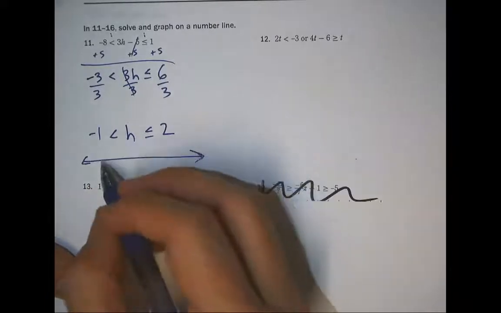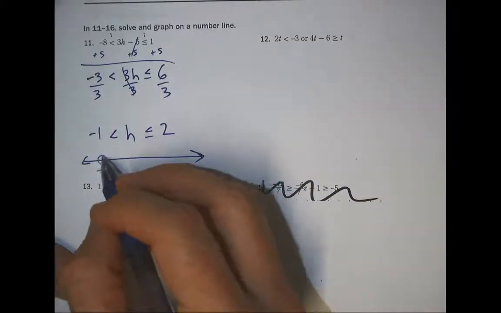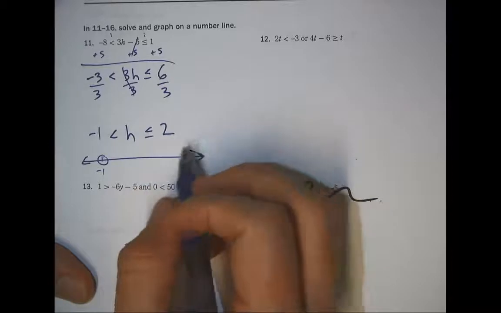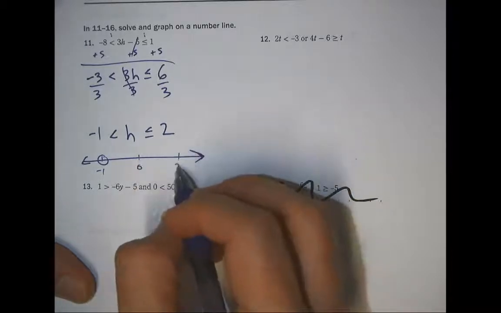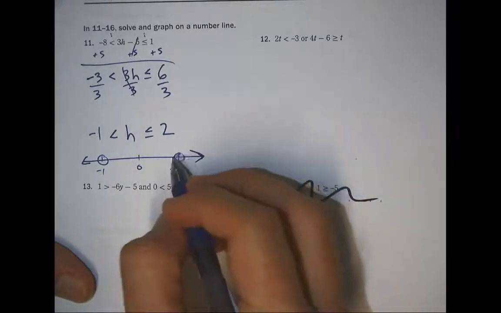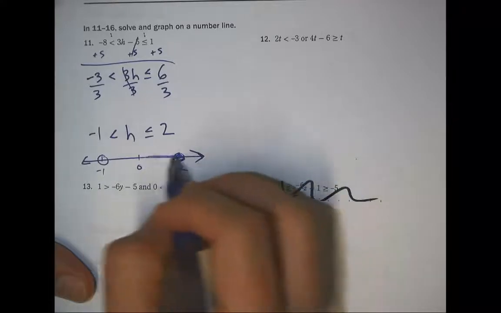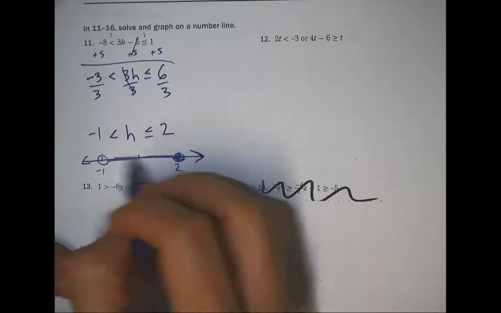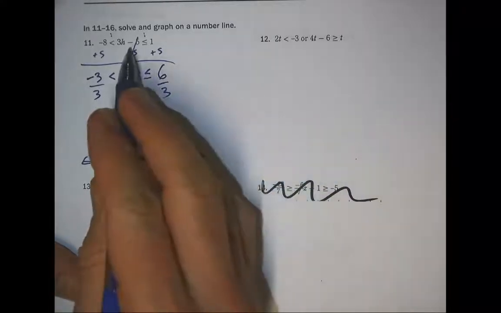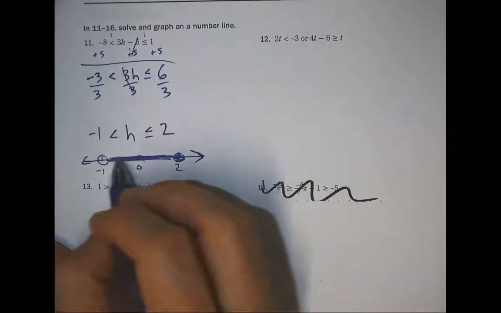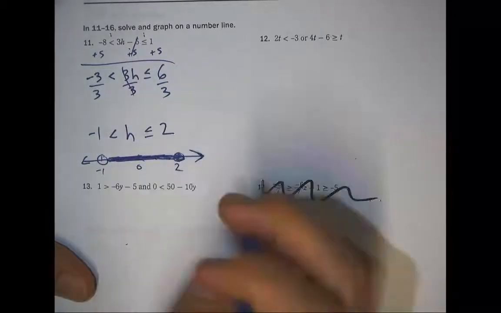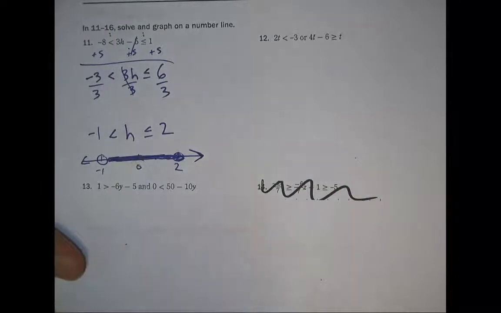H is greater than negative 1, so here's negative 1. Open circle. And less than or equal to 2. So here's 0 and here's 2. Closed circle. Less than or equal to 2 is going down. Greater than negative 1 is going up. When they're written like this, it's an and statement. Both have to be true at the same time, so I cannot pass these boundary points. It's everything in between.